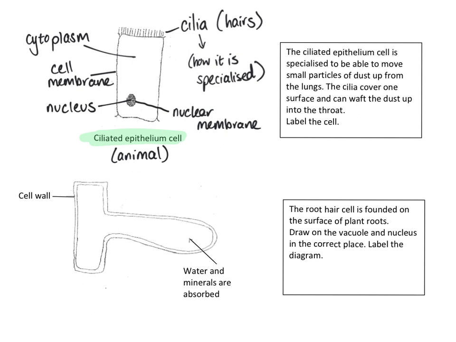So again, the job of the ciliated epithelium cell is to waft up dust from the lungs to keep your airway nice and clear. How it's specialised is those little cilia, the hairs.